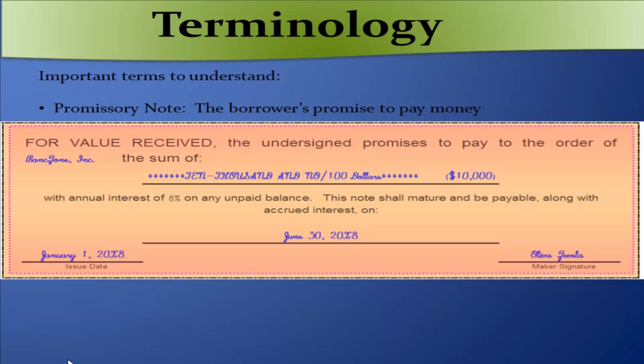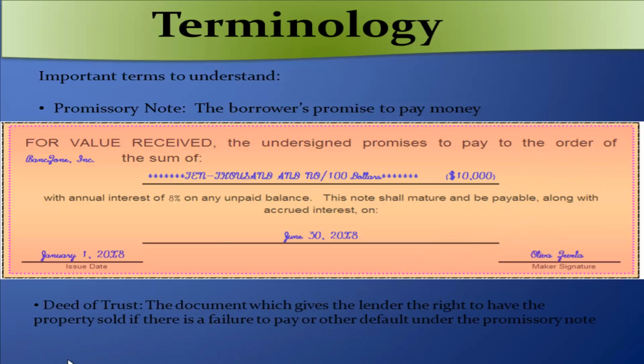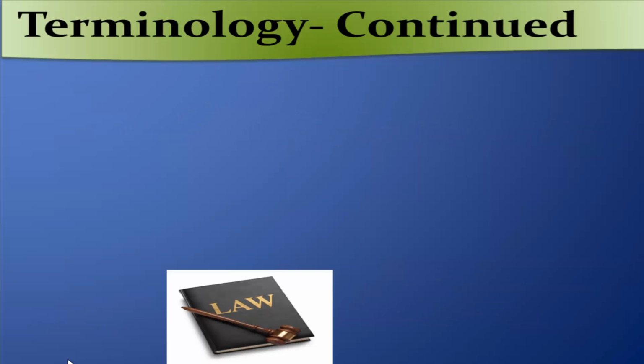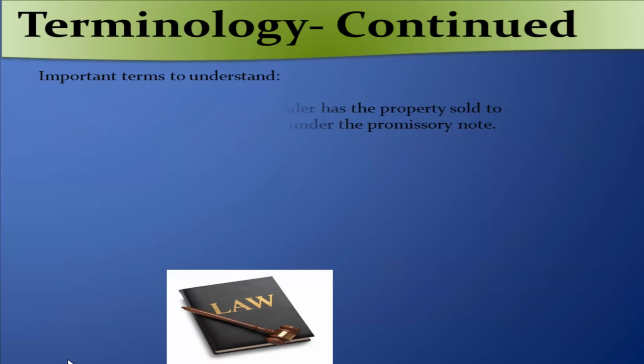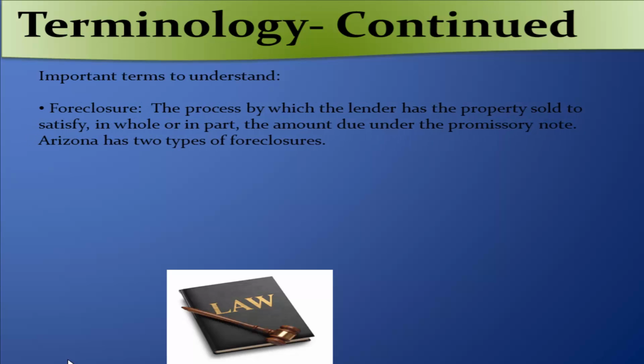There are basically two components to a foreclosure: the promissory note and then the deed of trust. The promissory note is the borrower's promise to pay a certain amount of money, and the deed of trust is the document that gives the lender the right to foreclose on the collateral, the real estate, if there's a default on the promissory note. Those obligations are separate and independent. The foreclosure is the process by which the lender has the property sold to satisfy in whole or in part the amount due under the promissory note.